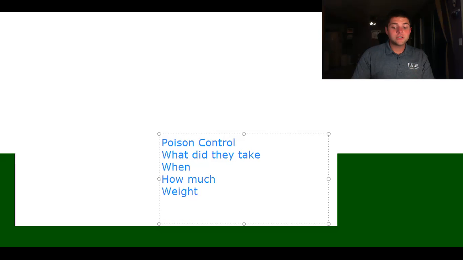So what's their number? 1-800-222-1222. And I'm going to throw in the dashes so that it makes it a little bit easier to see. They couldn't pay for that last two. They just couldn't do it. And it's very frustrating because if they could, I think it would be better. Poison control. What did they take? When? How much? And what do they weigh? 1-800-222-1222.